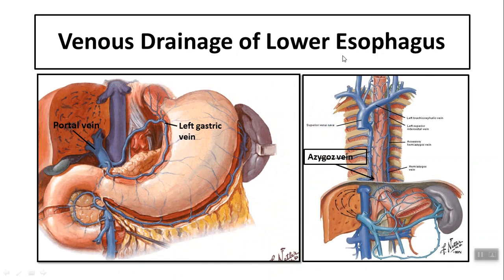The venous drainage of the lower esophagus is important clinically. Why? Because some of its venous blood will pass to the portal circulation, to the portal vein, and then pass to the liver, and some of this blood will also pass to the systemic circulation, to the azygous vein. So this part of the esophagus is a site of portosystemic anastomosis.